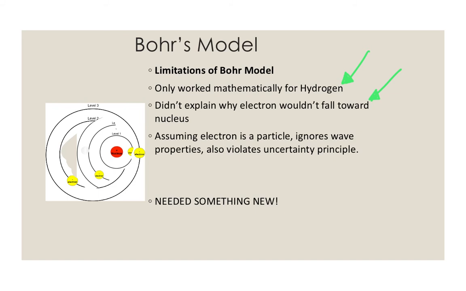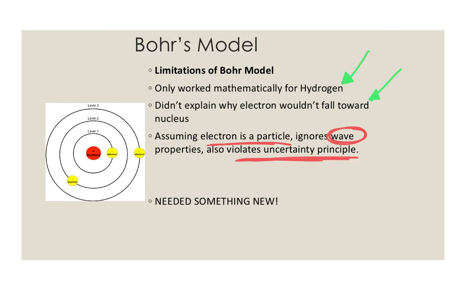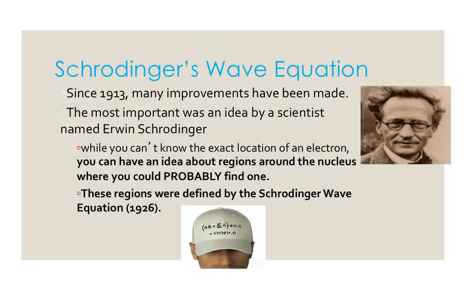And last, if we assume that electrons are particles, that then means that, according to de Broglie, they have some wave properties. And Bohr's model doesn't help explain that wave movement at all. Therefore, it's violating the uncertainty principle. So we need something new. And that something new is defined by something known as the Schrödinger wave equation.